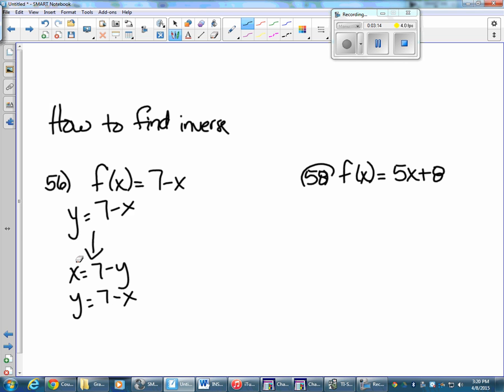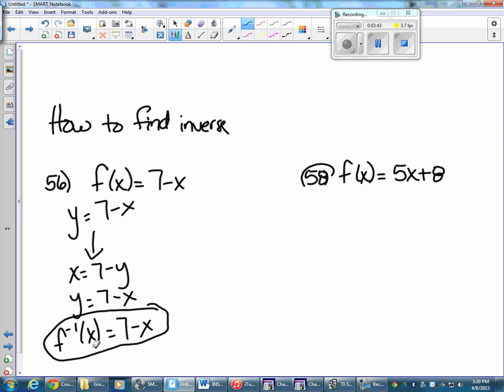I change my y's to x's and my x's to y's, and then I solve for y. To write my answer, I don't want to write y equals, since my original problem was in function notation. I want to make sure my answer is also in function notation. So the inverse function is 7 minus x, and that would be my answer. Now, if you'll notice something here, that's what my original problem was. It doesn't happen often, but it does happen in some cases that a function is its own inverse.